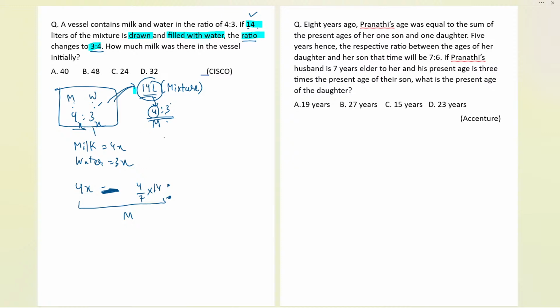Now let us talk about the water also. It is 3x. And now in 14 liters, if I talk about the 3 part, 4:3 is the ratio, but if I try the fraction, so it will be like what?